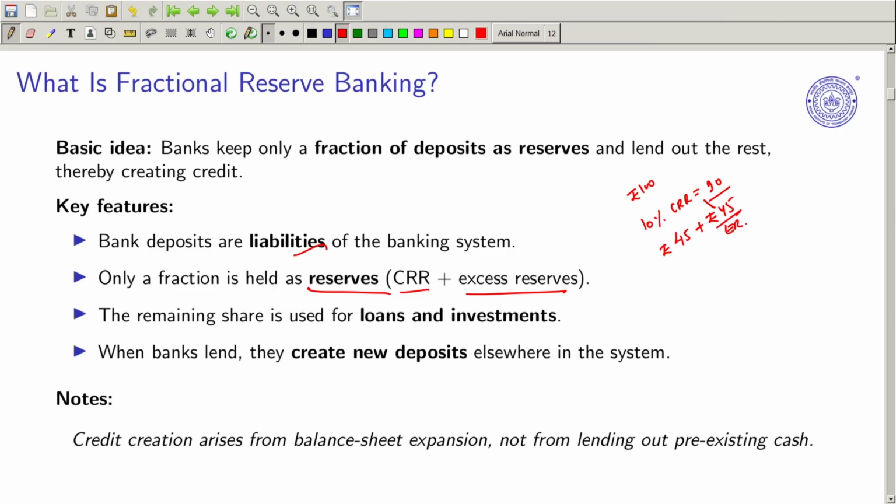So this is what I am talking about. The CRR is how much? 10. Plus excess reserves, how much is it? It is 45. Plus how much have we loaned? We have 45. So you can see the sum is 100, right: 45 plus 45 is 90, plus 10. So we are getting 100. In this way you can think about building up the understanding about credit creation.